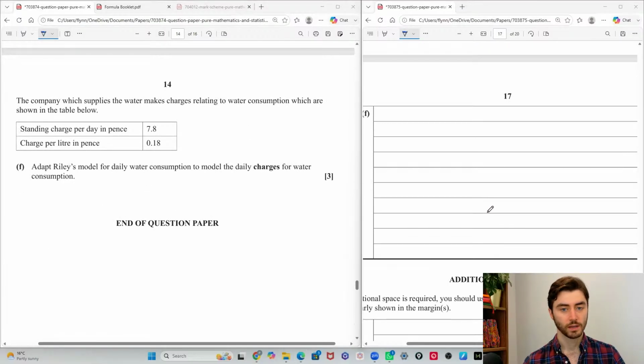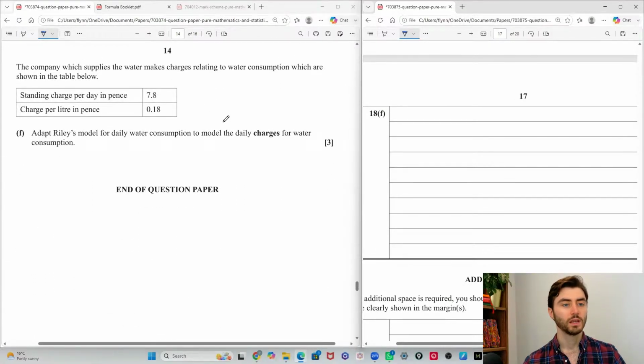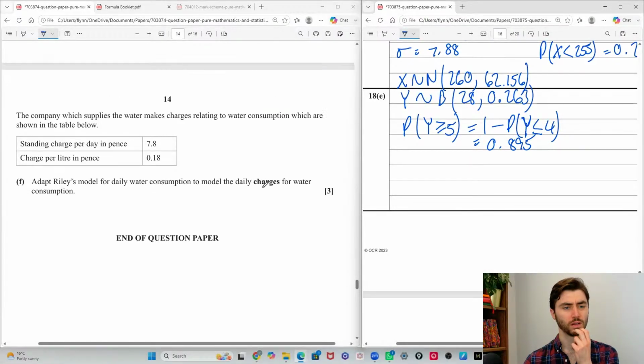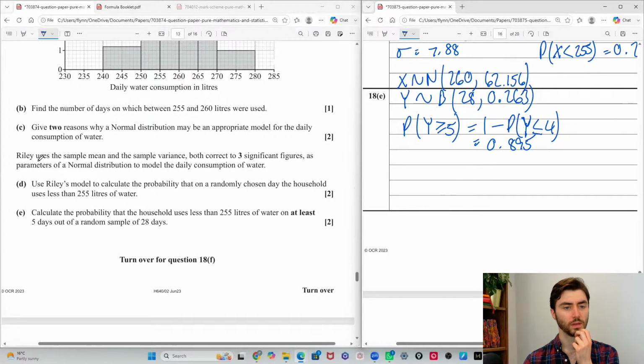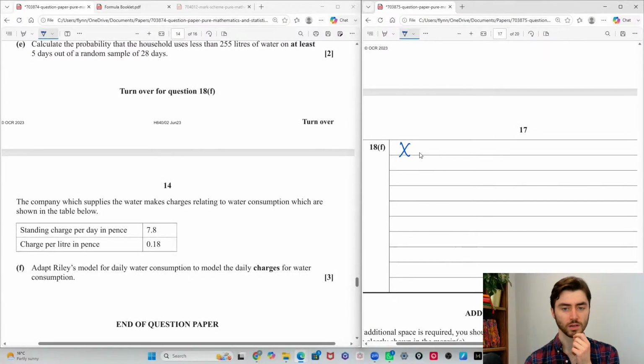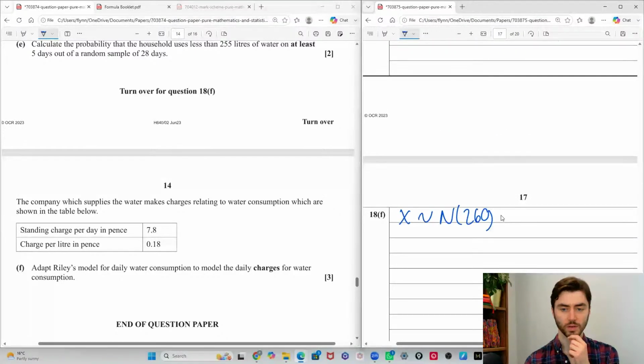And finally, the company which supplies water makes charges relating to water consumption. Adapt the model for daily water consumption to model the daily charges. Oh no. As approach normal to model the daily water consumption. So X was distributed normally with 260 and a variation of 60, well, 7.8. Oh God.